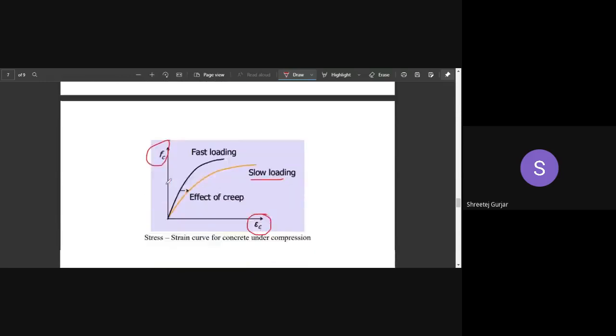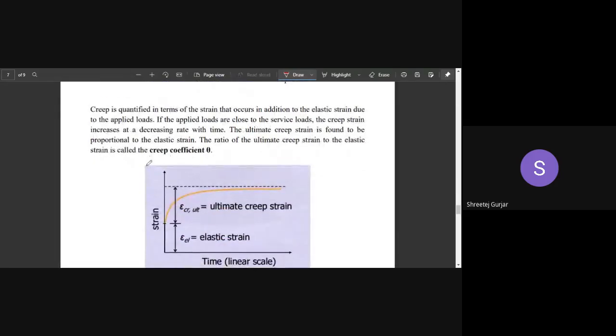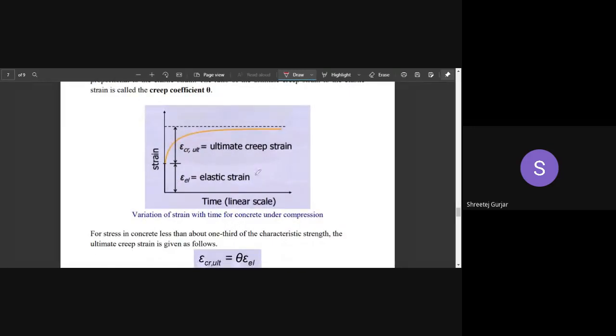So coming to your next point: now we have seen what creep is, and now we have to see how we quantify this creep. How do we measure this creep, right? Creep is quantified in terms of strain that occurs in addition to elastic strain due to applied loads. This is your strain axis, and this is the time axis.